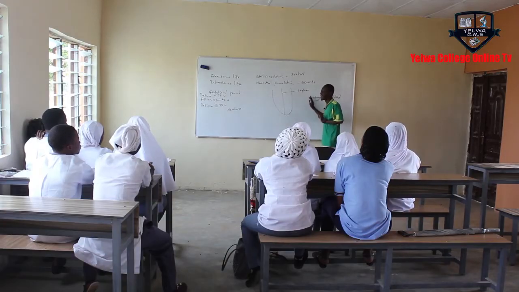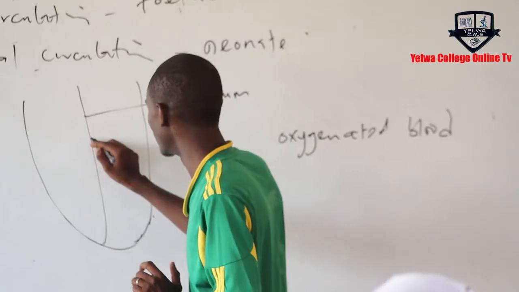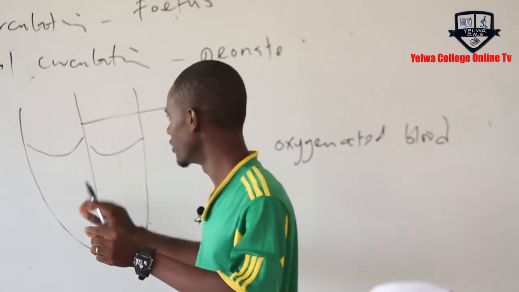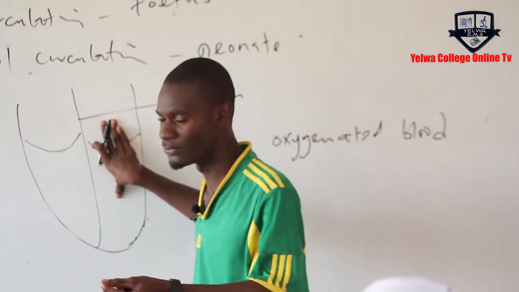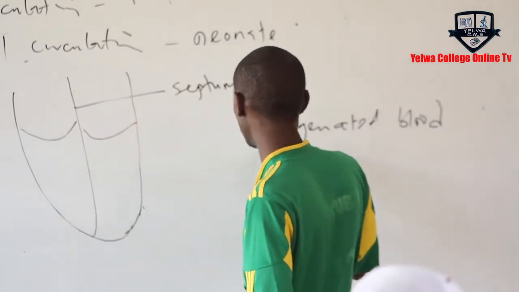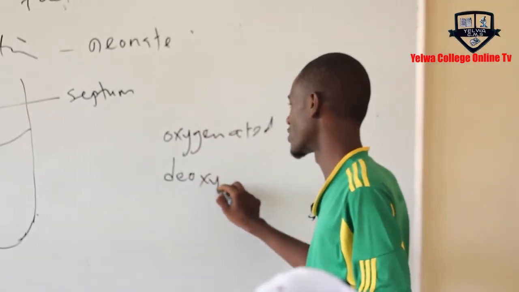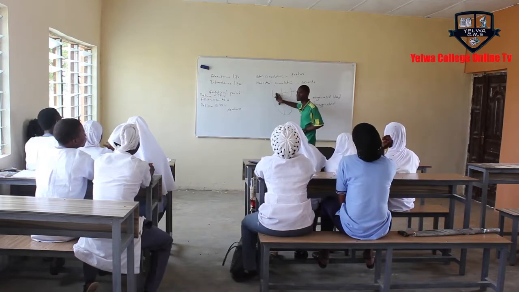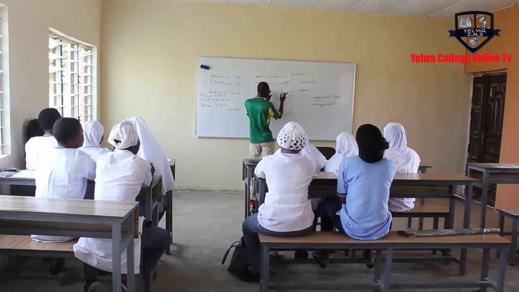Now, oxygenated blood is usually found in the left part of the what? Left part of the heart. Oxygenated blood, they are in the what? Left part of the heart. Why deoxygenated blood? Blood that has more carbon dioxide than oxygen will be found in which part of the heart? Right. So we have separated the heart into left and right.